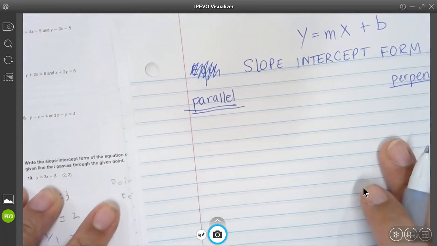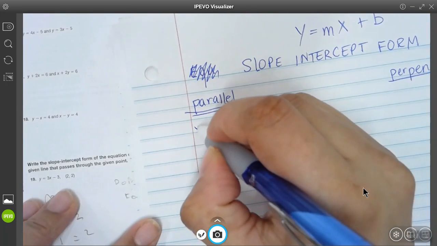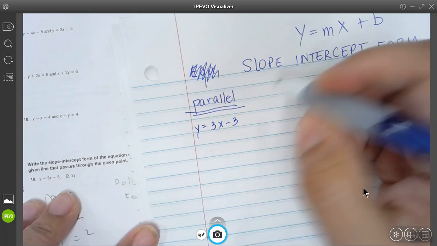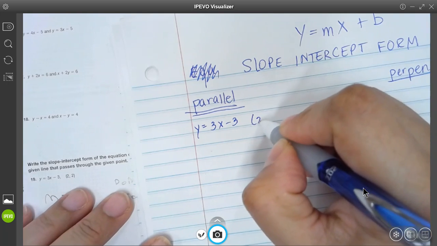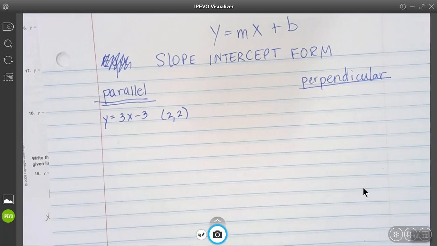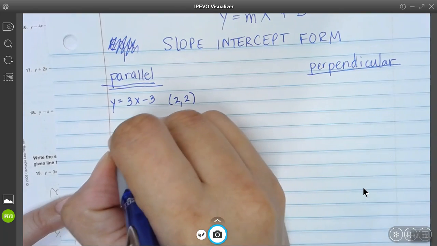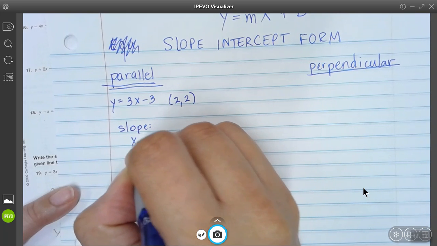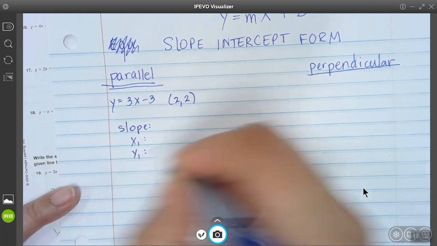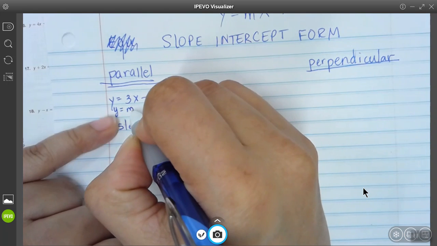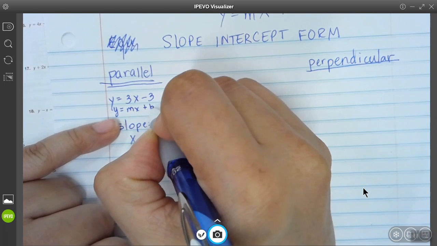And what do they give us? They give us y equals 3x minus 3, and the point that we're using is (2, 2). Well, the two things that you're going to need are the slope, and your x1 and your y1. So this one, we're going to get the slope from here, mx plus b.